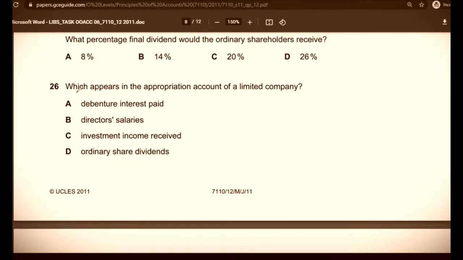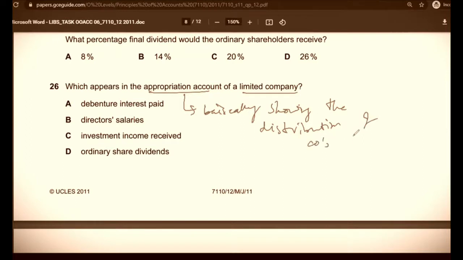Now let's look into multiple choice 26, which appears in the appropriation account of a limited company. So appropriation account is basically showing the distribution of company's profit. So what would be shown in the appropriation account? Debenture interest paid, no. This is an income statement. Director salaries, no. Investment income received, no. Ordinary share dividends, yes. So the correct answer to multiple choice 26 is option D.